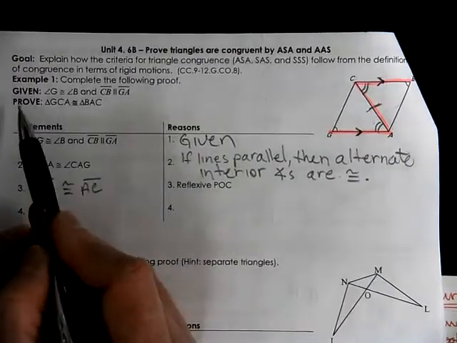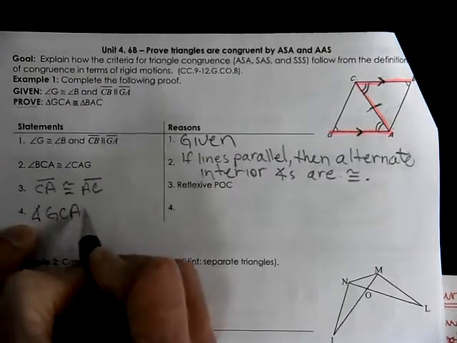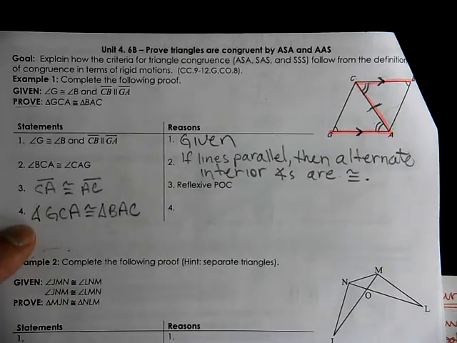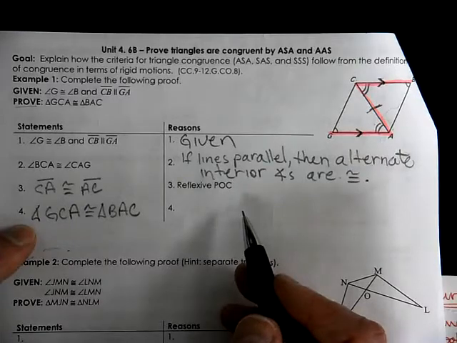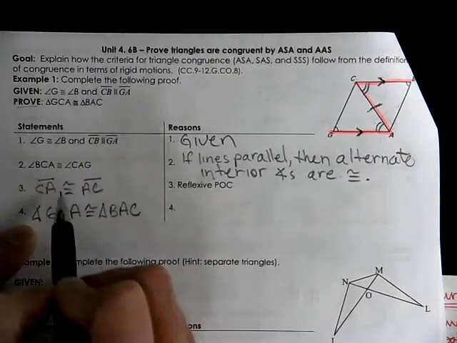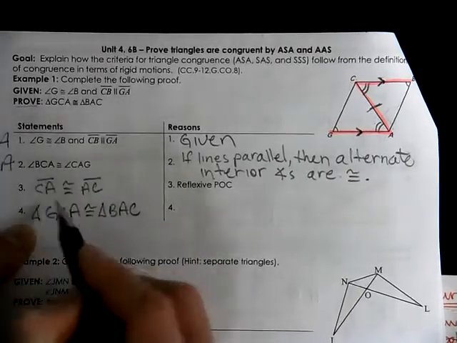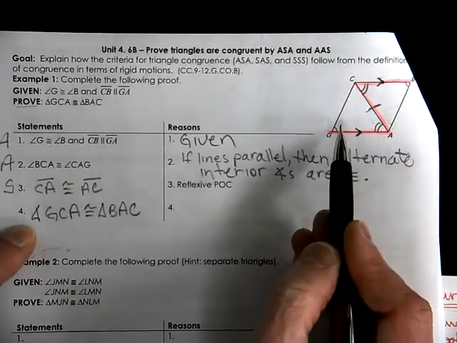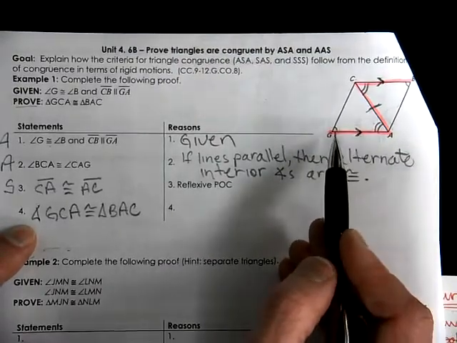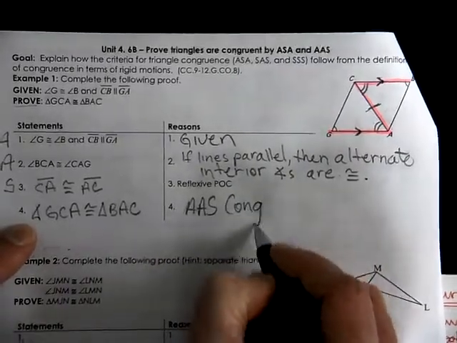Your last statement is always what you're trying to prove. It's always your last statement. So triangle GCA is congruent to triangle BAC. Now, why are the triangles congruent? We have 4 ways to do this. What we looked at, we had an angle, then we had another angle, then we had a side. Angle, angle, side. Remember, the parallel does not count as a side in terms of congruentness. So we have congruent angle, and a congruent side. So that is AAS Congruence.